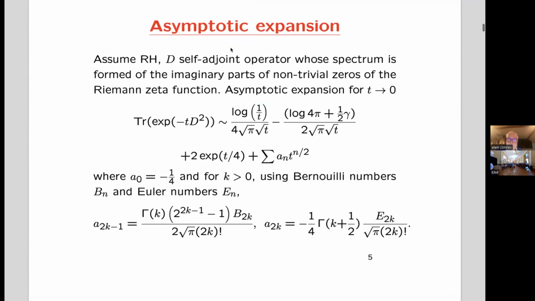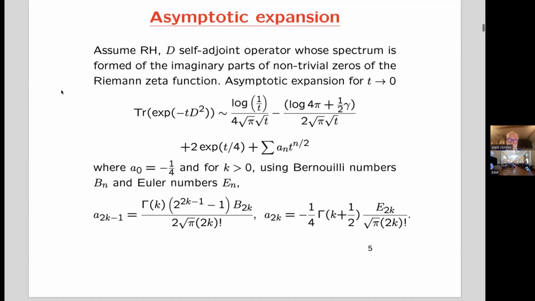And so you take a self-adjoint operator whose spectrum is formed by the imaginary parts of these non-trivial zeros of the Riemann zeta function. And then what you find, by doing some work which I will explain, is that you can take the trace of the exponential of minus t D squared, where D is this operator, and you find a very strange formula. The first term, if you compare with what it should be in dimension 1, tells you that it's dimension 1, but it's of infinite length, because there is this logarithmic divergency in front.